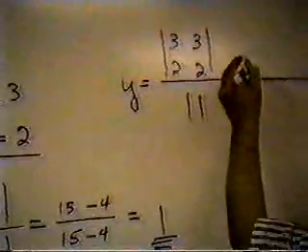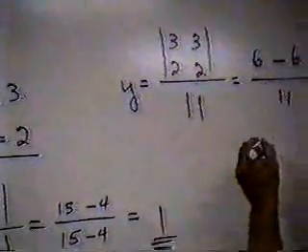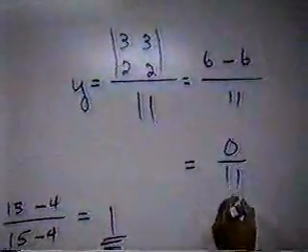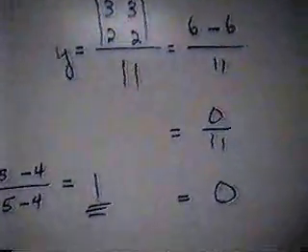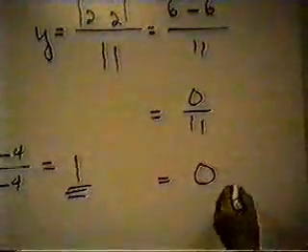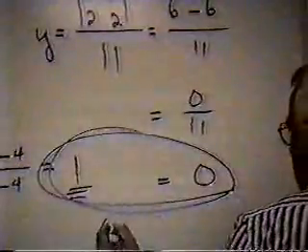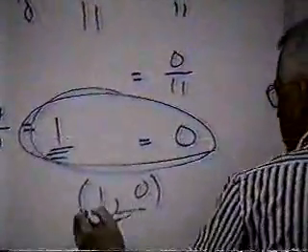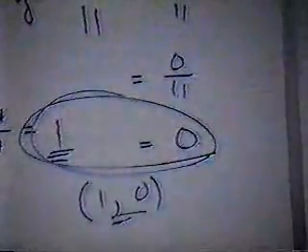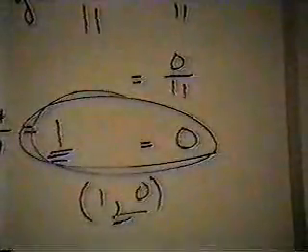So what do we get here? We get 6 minus 6 over 11. That's equal to 0 over 11. That's equal to 0. So our solution set is x is equal to 1, y is equal to 0. Very simple, very simple. All right, let's go to example 3 now.